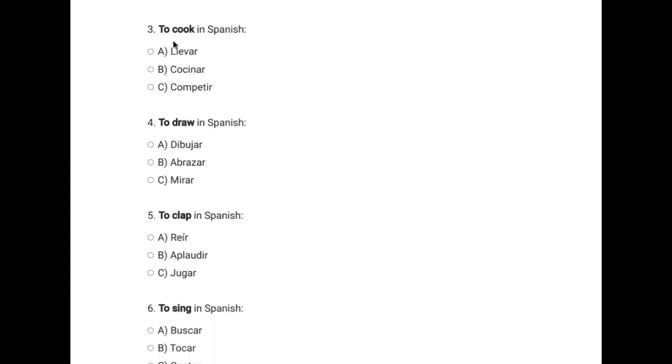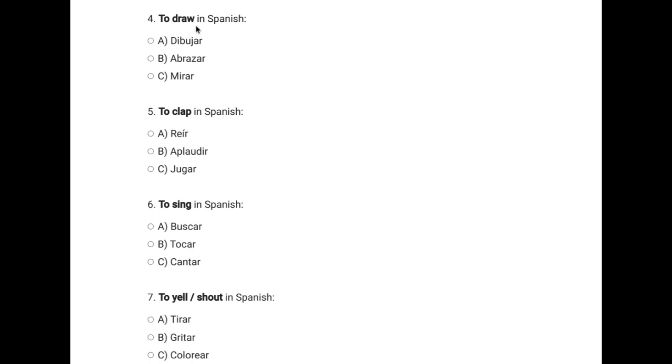Number 3 says to cook in Spanish. To cook in Spanish, we have llevar, cocinar, and competir. To cook in Spanish would be cocinar. To cook is cocinar.